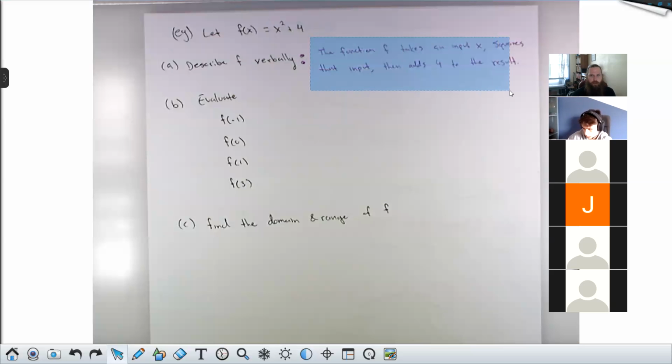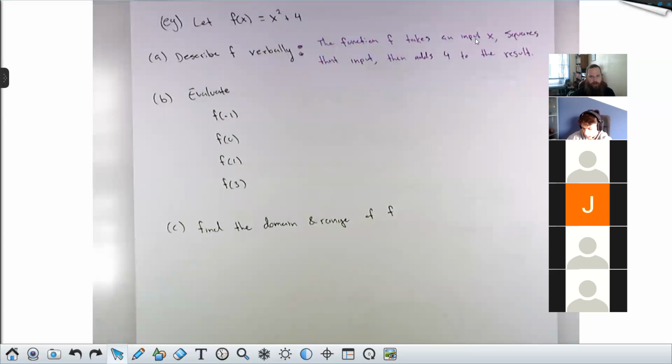Are there any questions about this answer I've provided here, where f takes the input x, squares that input, then adds 4 to the result? We all understand what I'm saying in purple here? Okay, again, it's not my aim to insult your intelligence. I just got to make sure we all have this common basis of understanding.